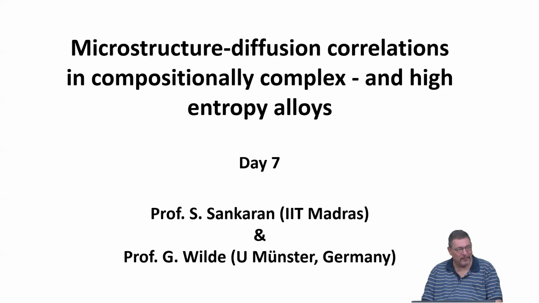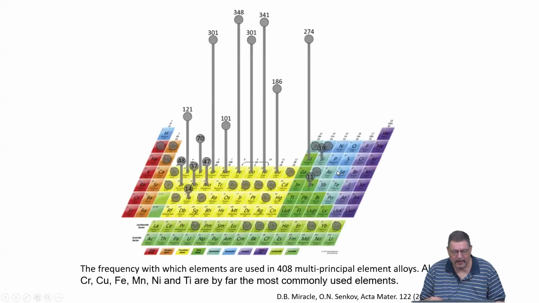Today is day 7 of our lecture series, and we'll now jump a little bit more into the high entropy alloys. This will give you a breather, because we're looking at the frequency with which elements are used in most of the multi-principal alloys, meaning high entropy alloys, but also encompassing CCAs, so compositionally complex alloys, which are not necessarily single phase.